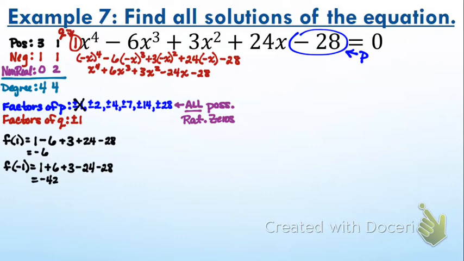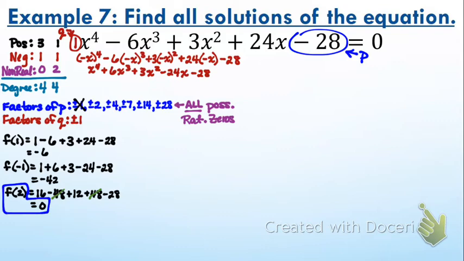Try the next one on the list. Let's do 2. F of 2. 2 to the 4th is 16 minus 6 times 8. So that's 48. I'm just going to rewrite that as 48. Plus 3 times 4, so 12. Plus 48 minus 28. Well, I see right here that those 48s are going to cancel. 16 plus 12 is 28. 28 minus 28. Here is a 0 of this function.